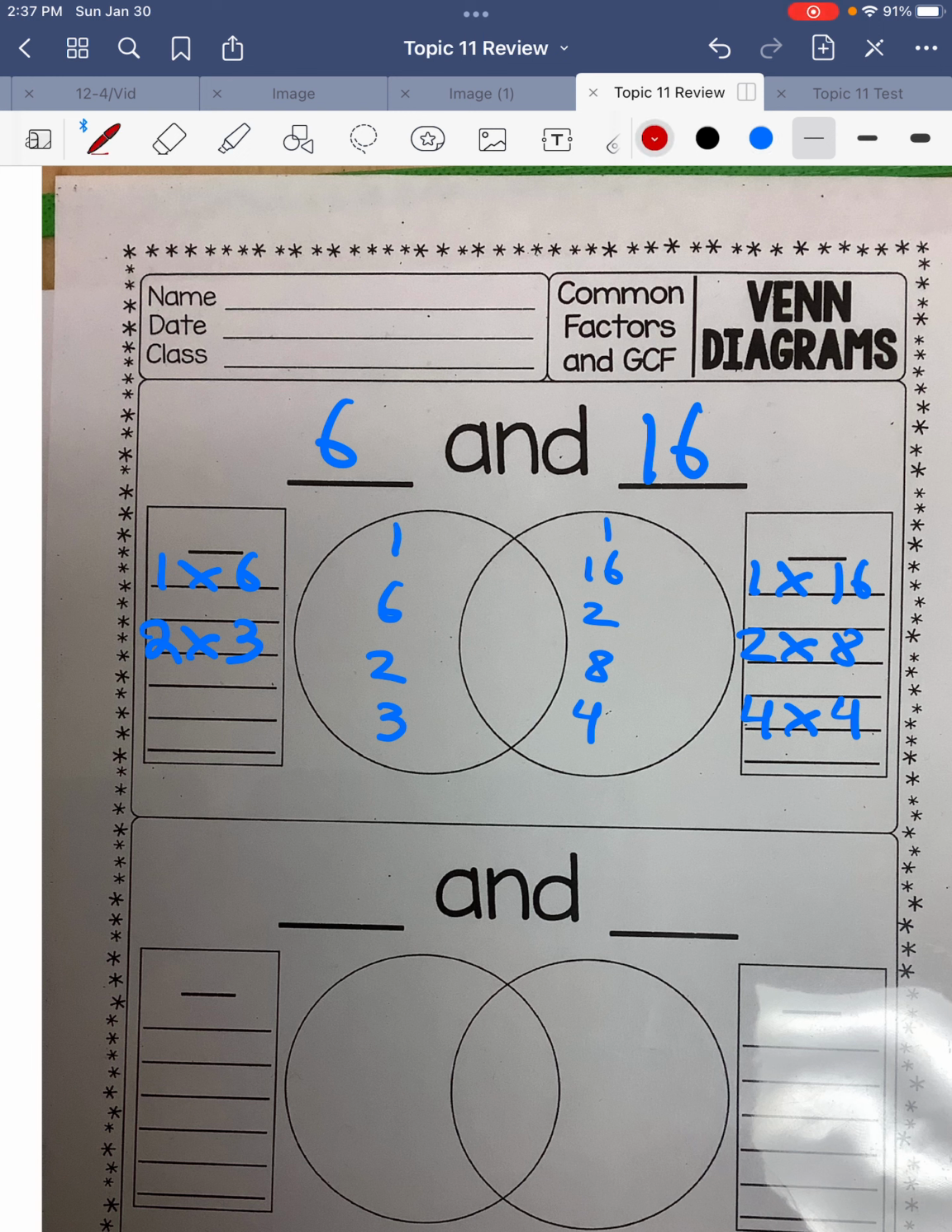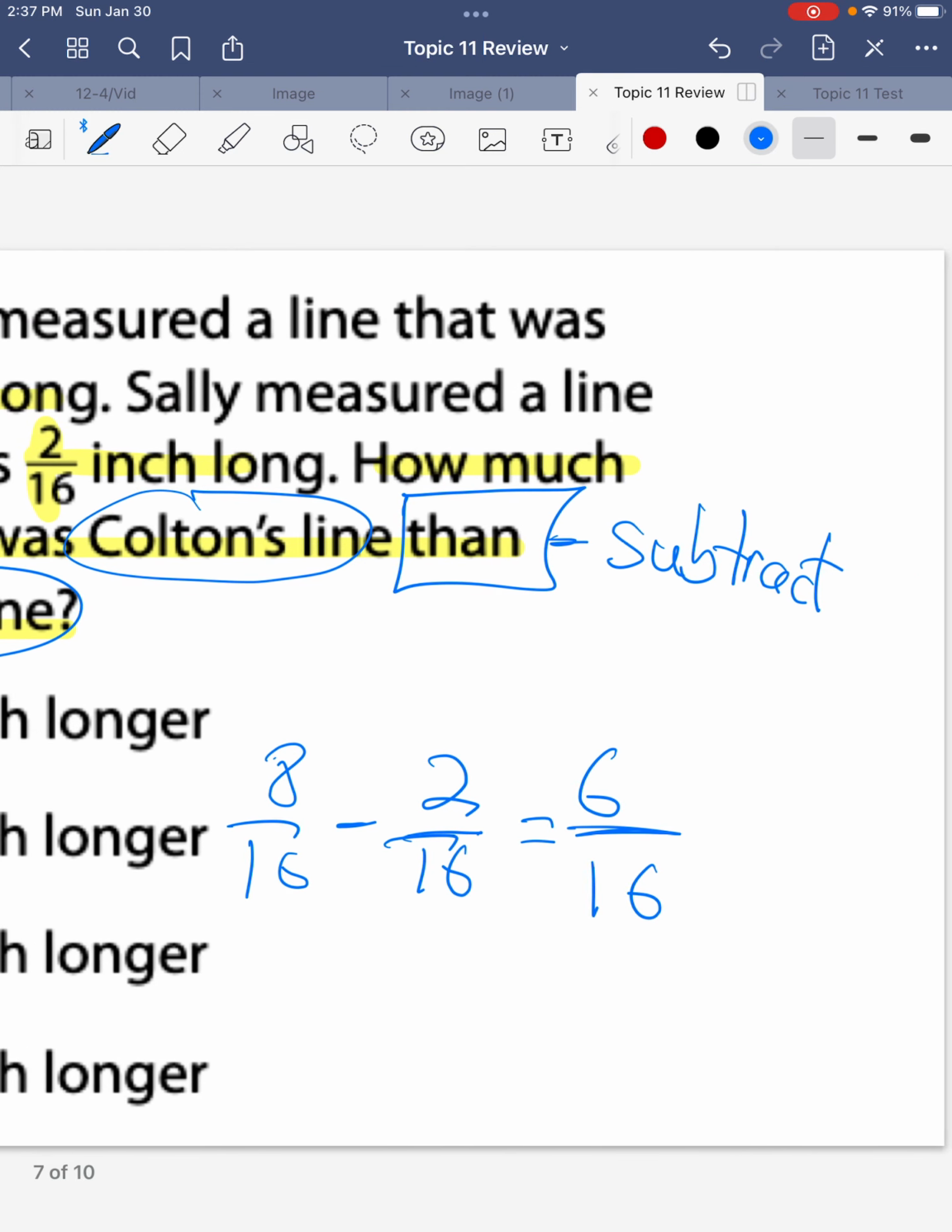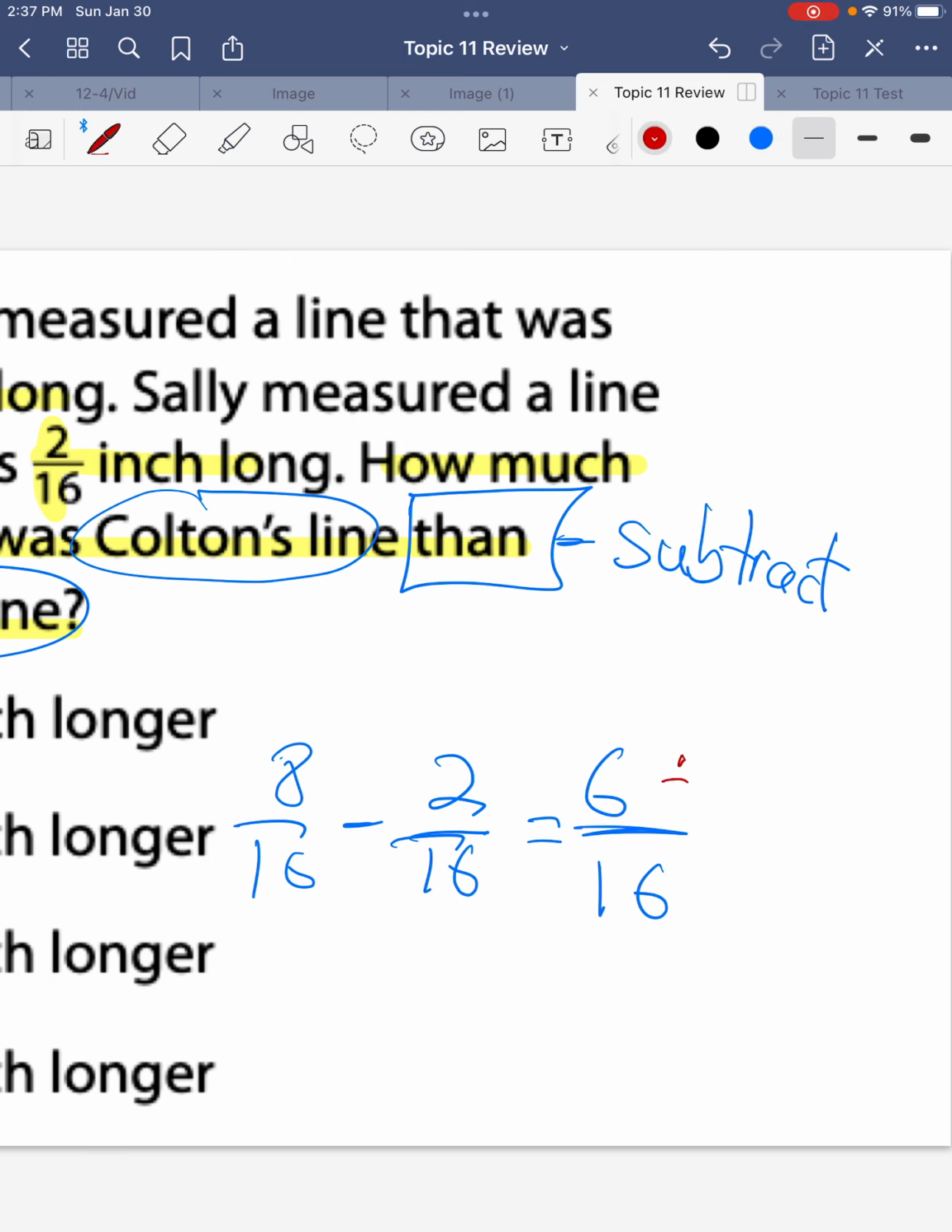The numbers they have in common are both 1. I'm going to put a 1 here. A 2. I'm going to put a 2 here. And I believe that's it. My biggest number is a 2, so I'm going to use my 2. I'm going to go back over here. Divide both numbers by 2.